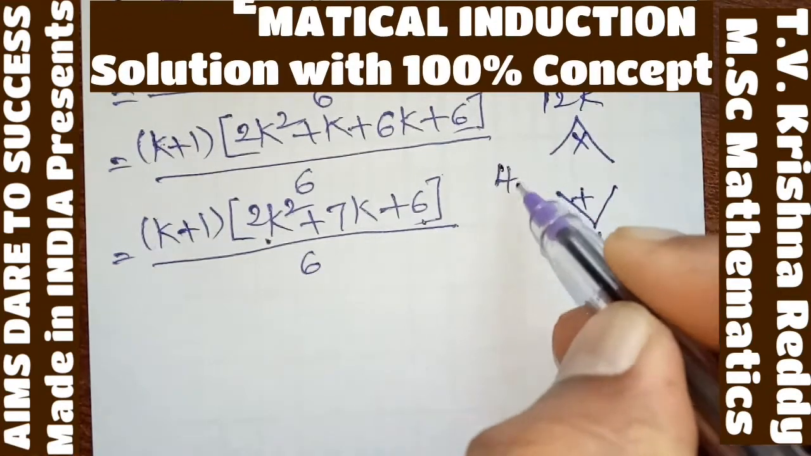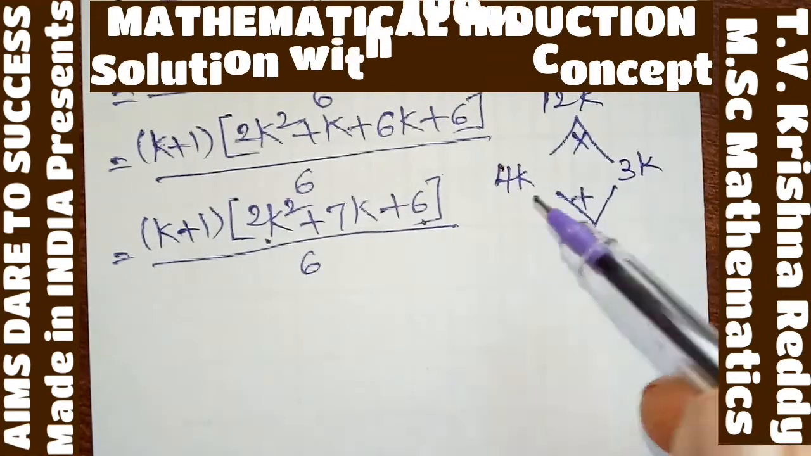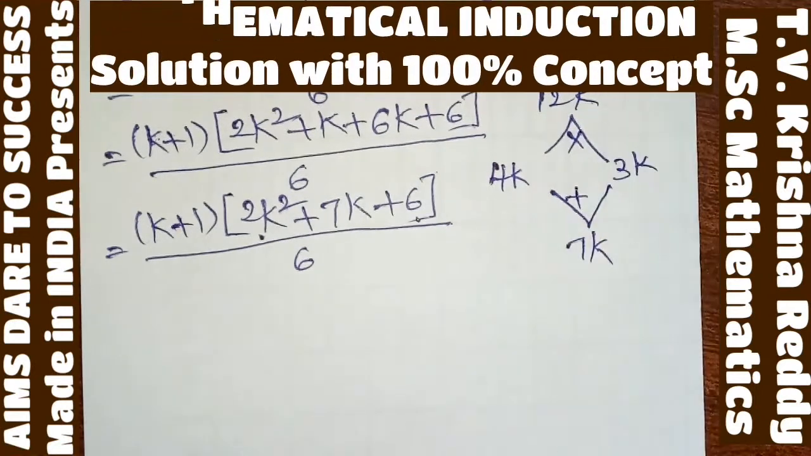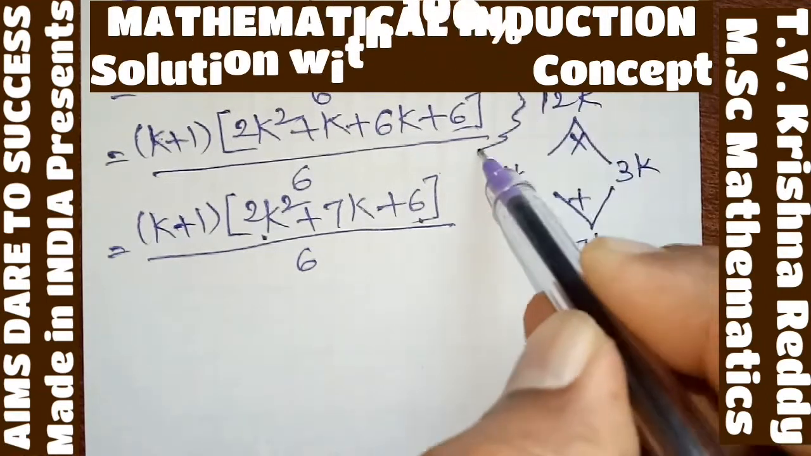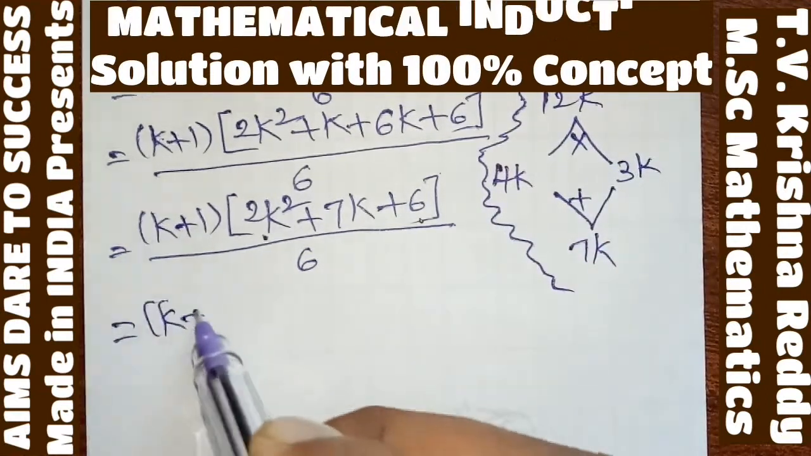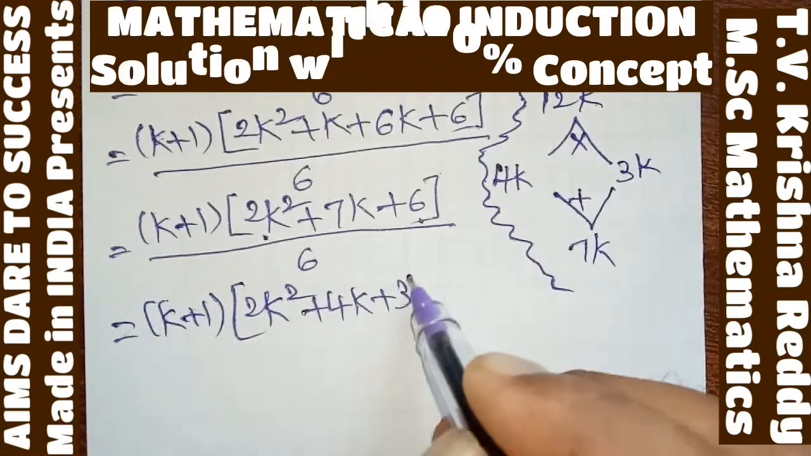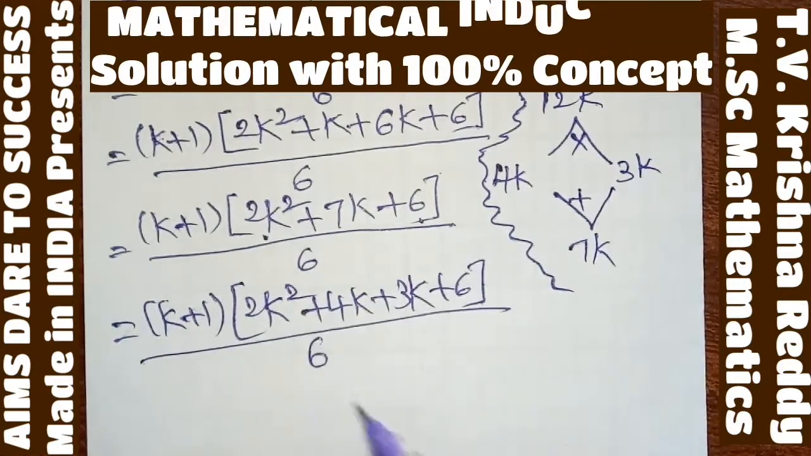Now I wanted to take 4k and 3k. 4k plus 3k is 7k. 4k into 3k, 4 3s are 12, k into k is k square. So satisfying at that time. So you can substitute here k plus 1 into 2k square. In the place of 7k you can write plus 4k plus 3k plus 6, divided by 6 is same.